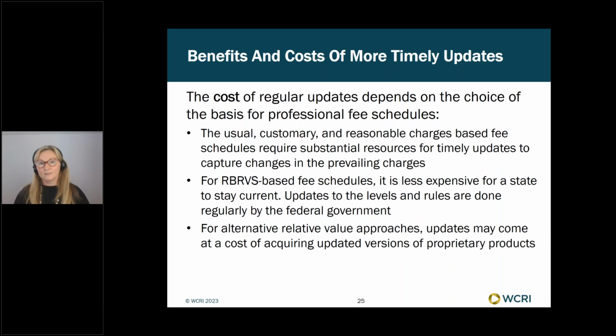And when it comes to costs, the cost of regular updates will depend on the choice of the basis for professional fee schedules. For example, updates of charge-based fee schedules can be expensive, since that would require substantial effort to capture changes in the prevailing charges. For Medicare-based fee schedules, it's less expensive to stay current, since updates to the levels and rules are done regularly by the federal government. And for alternative relative value approaches, that would depend on the cost of acquiring an updated version of that proprietary product.